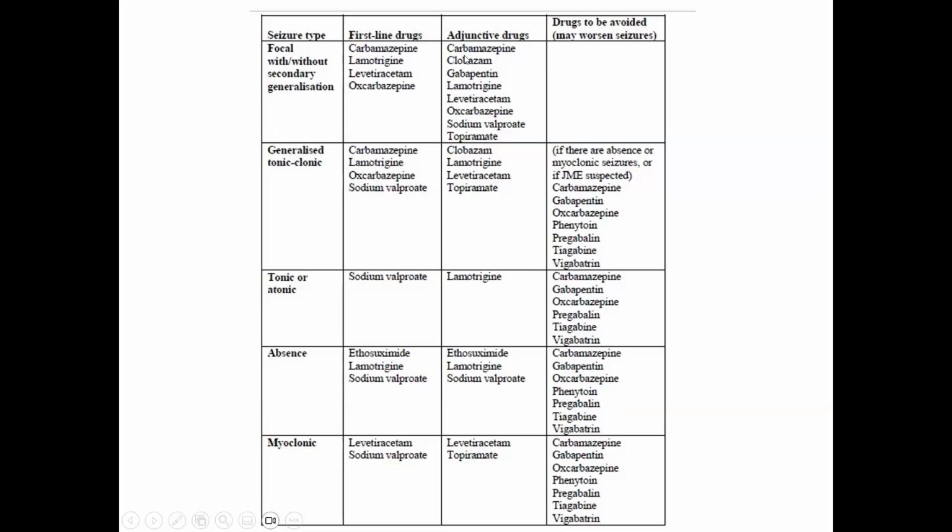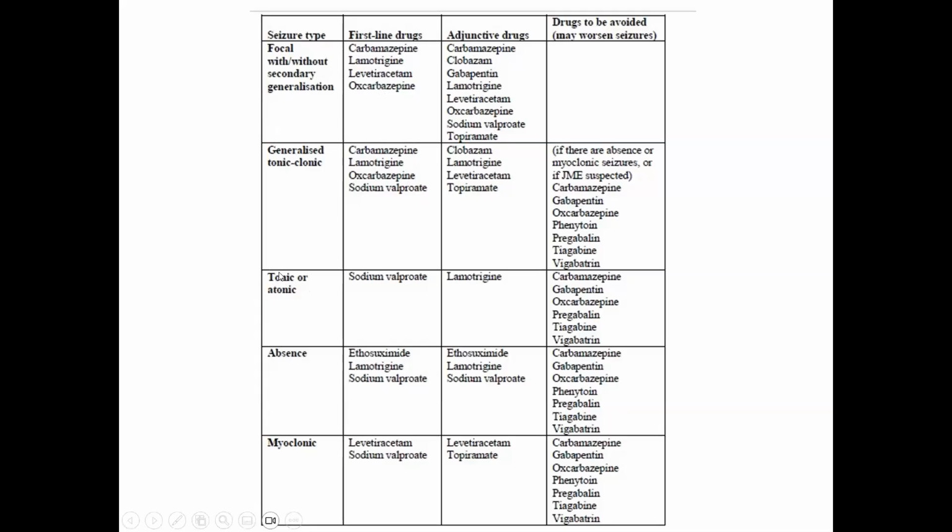Then clobazam, levetiracetam, those are second line for both. If you can remember, sodium valproate is the first line for GTC, that is also good. So remember one or two, don't try to cram yourself with all these drugs. Carbamazepine, lamotrigine, you can name it as first line for focal and GTC. Clobazam and levetiracetam, second line for both.